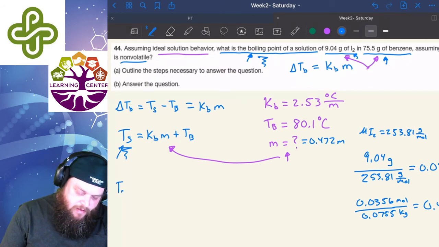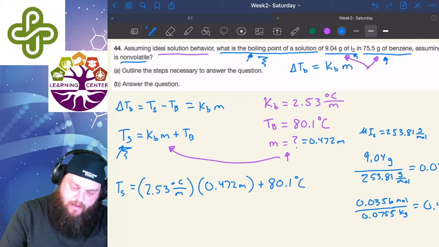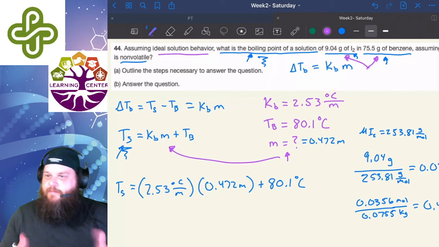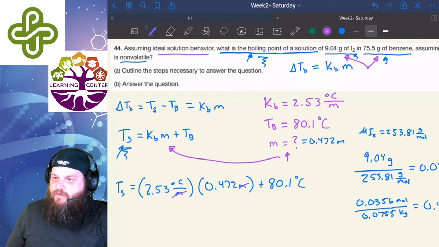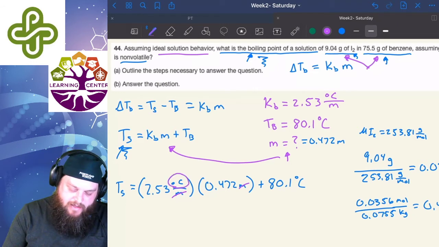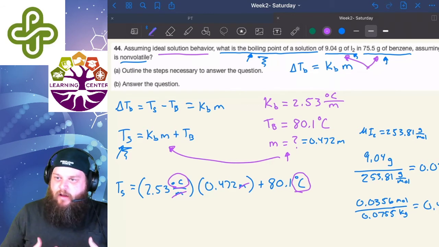So the boiling point of our solution is then going to equal 2.53 degrees C per molal times my molality, 0.472 molal, plus 80.1 degrees C. I like to always, once I get to this point, look at the dimensional analysis. Does this make sense? Molal cancels with molal. That leaves me with degrees C plus degrees C. They have to be the same units to add them together, and they are, so I'm happy.